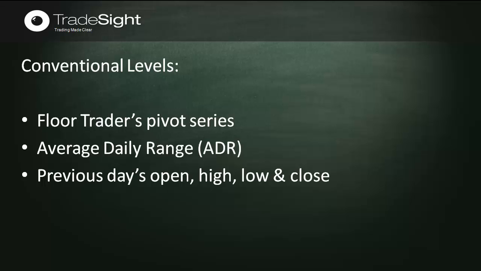Now, the conventional levels that we use for our roadmap for the futures are the Floor Traders Pivot Series, which consists of things like the resistance levels, support levels, the actual pivot level. We use the average daily range. The previous day's high, open, low, and close are all included as well.